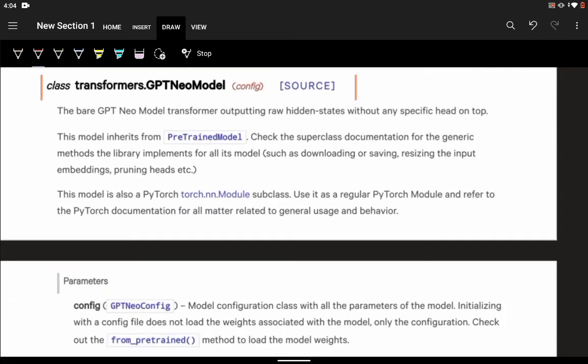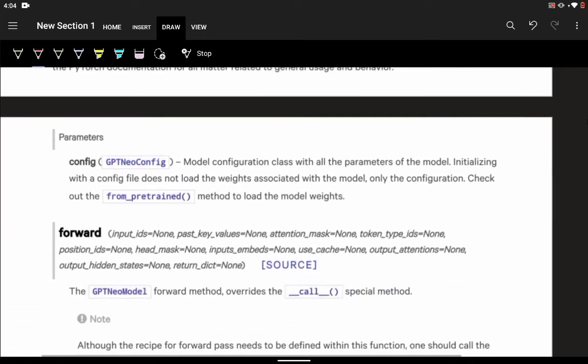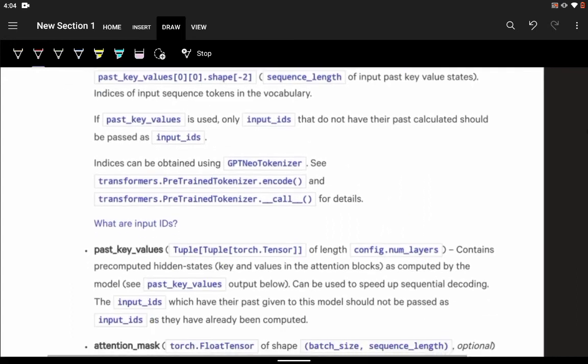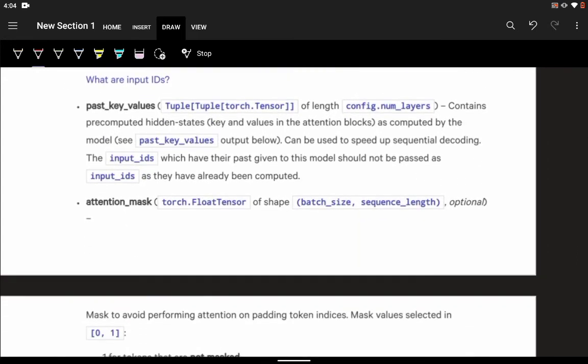Here comes the GPT-Neo model, right? So obviously it has a forward. This is similar to any other transformer model as such. This is something new which I saw, past key values. So this contains pre-computed hidden states, the key and values in the attention blocks. So the key value pairs, as we all know, in the attention blocks, if they are cached, basically pre-computed means cached, then it increases the speed of computation.